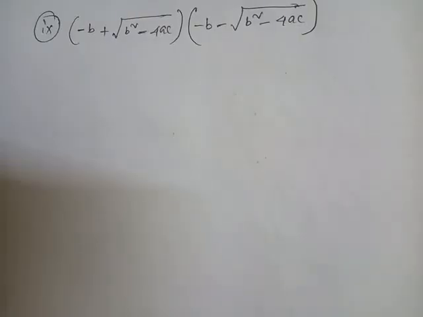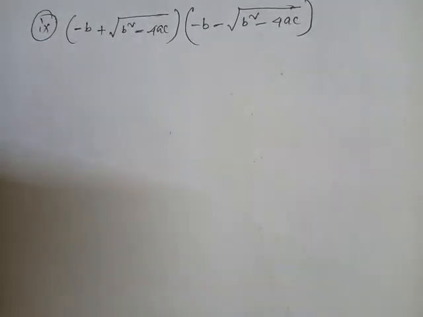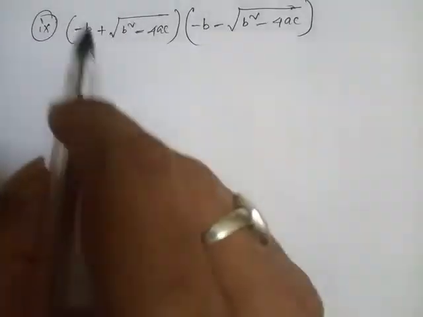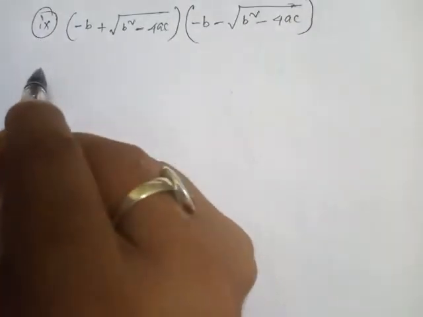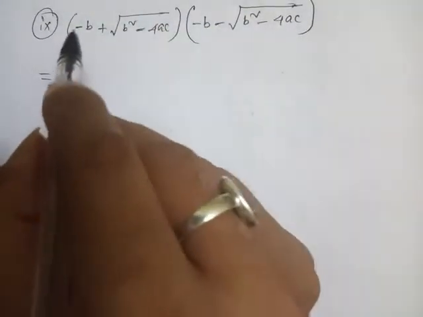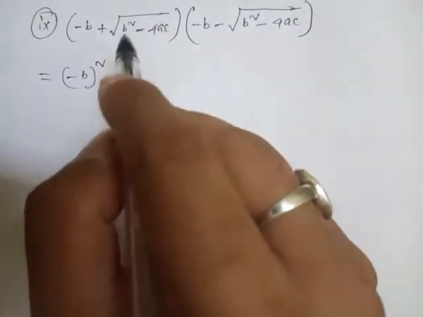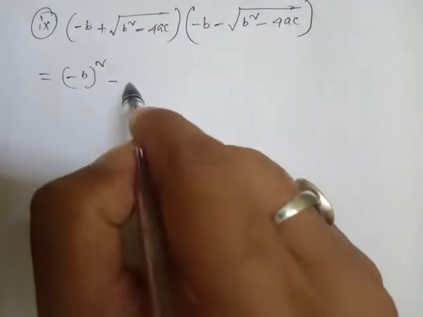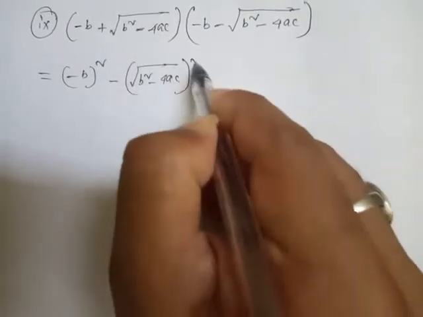Now look student, this is number 9, and first of all, before solving this one, I will use one formula here, that a square minus b square, a plus b, a minus b. Now look student, if I take this value as a and this as a whole as b, it will be easier. Now if I use the formula, the answer would be like this, minus b whole square and minus root over b square minus 4ac whole square.